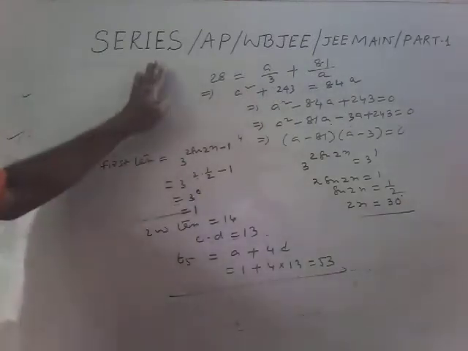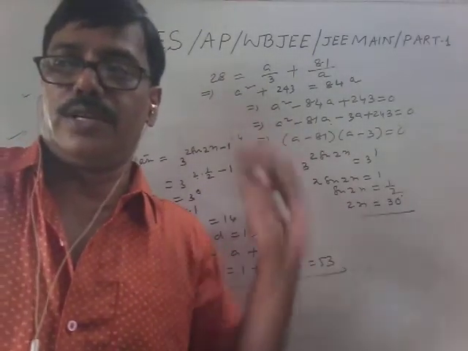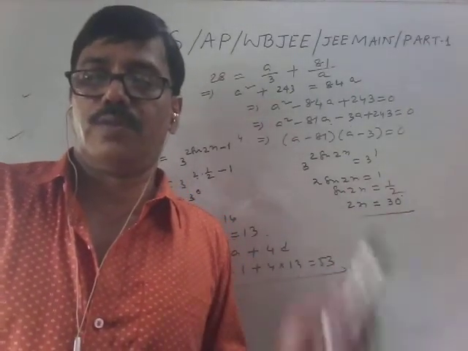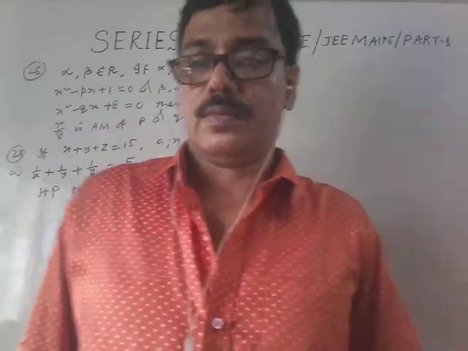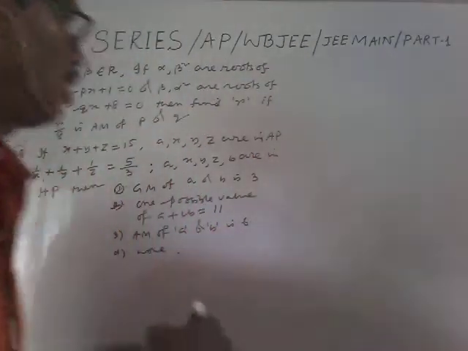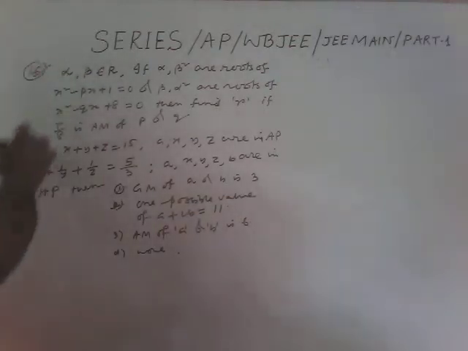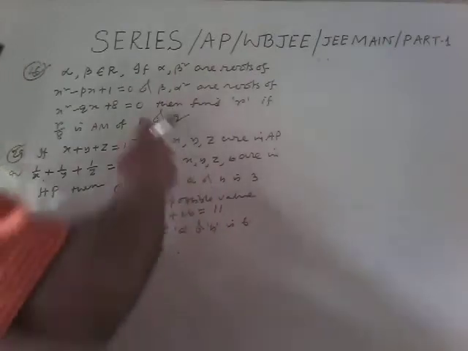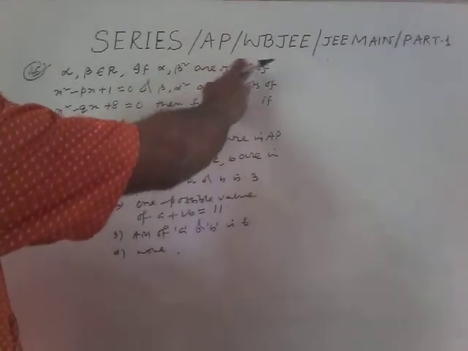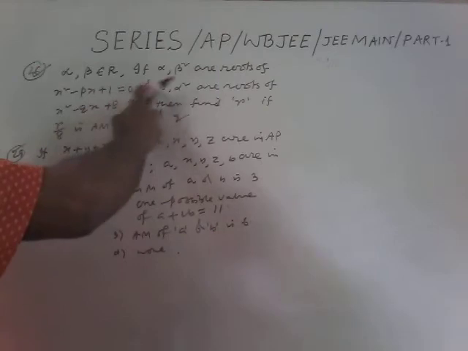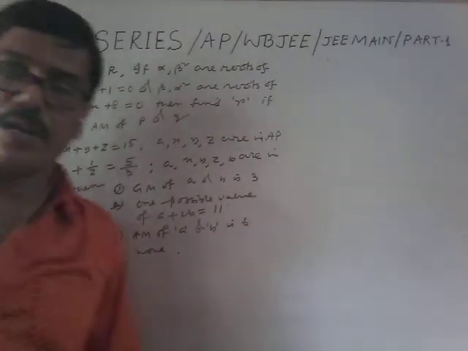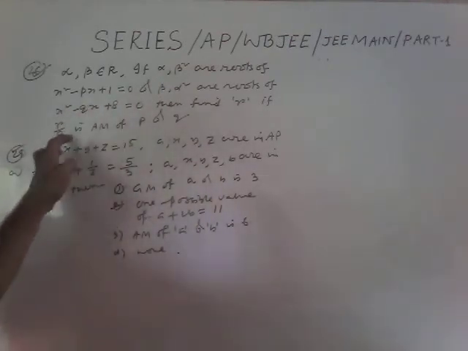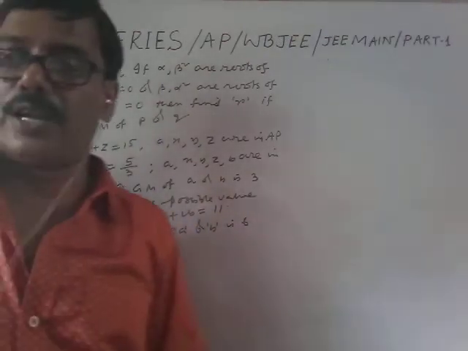So again it is basically a problem of indices. These are the same type of problem but most important problems also. Now we consider these two problems. These are also important problems. Alpha comma beta square are roots of the first equation and beta comma alpha square are roots of the second equation. Find r if r by 8 is the AM of p and q.